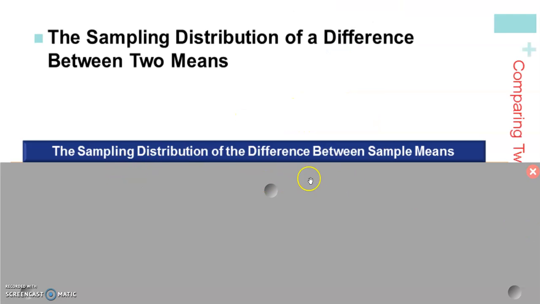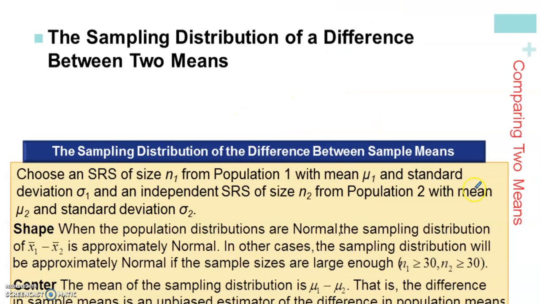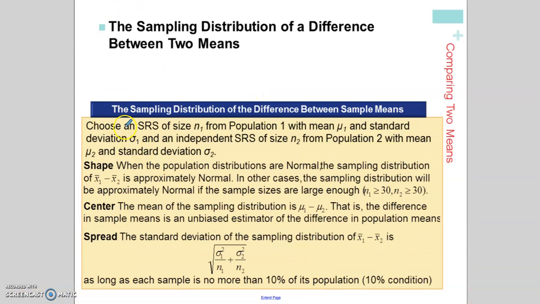So, putting that all together, here's what we know about the sampling distribution of the difference between sample means. If we choose an SRS from population 1 and a separate SRS from population 2, the shape will be normal if the populations are normal. In other cases, it will be normal if both of the sample sizes are at least 30. So either both populations are already normal, or both sample sizes are at least 30. The center will be at mu1 minus mu2, and then the standard deviation will follow this formula right here. And again, as long as the 10% condition is met.